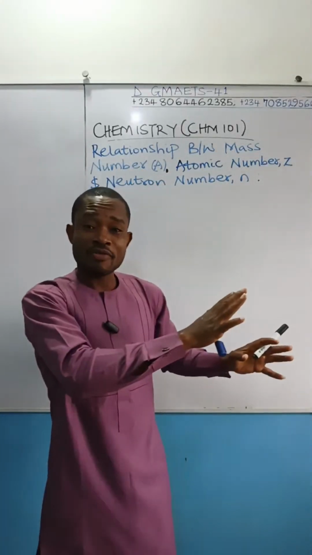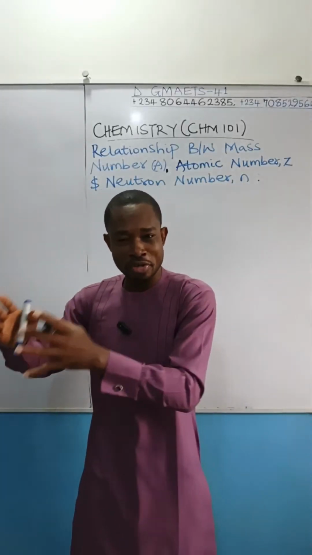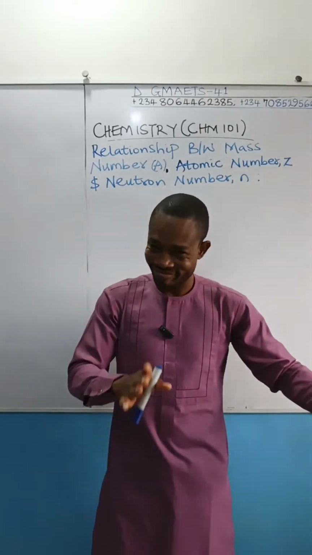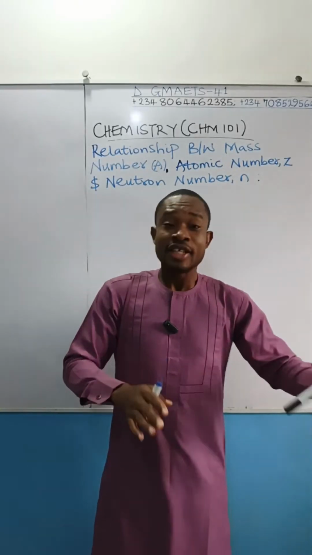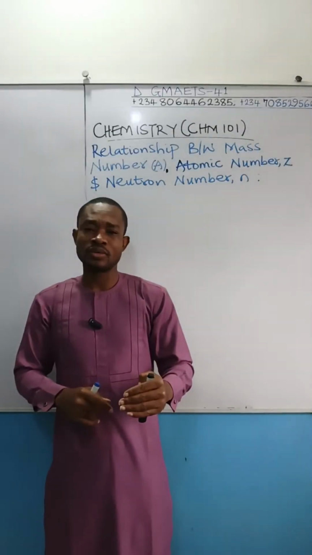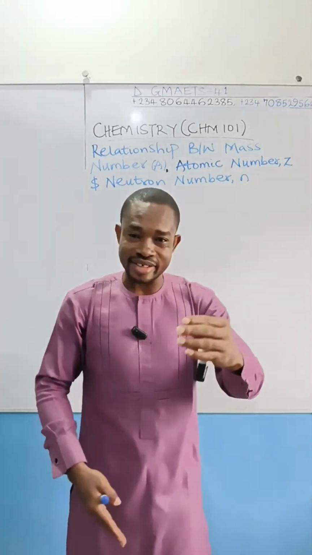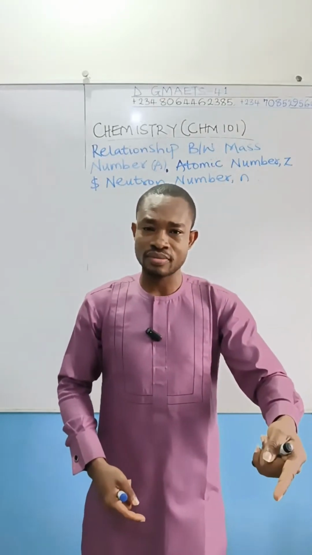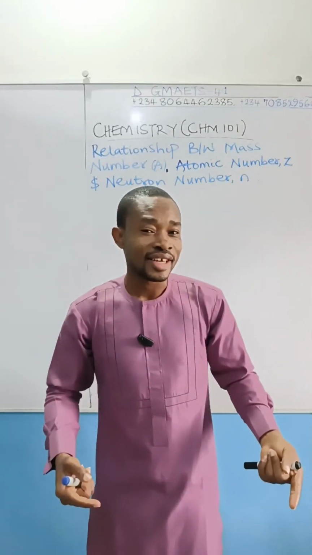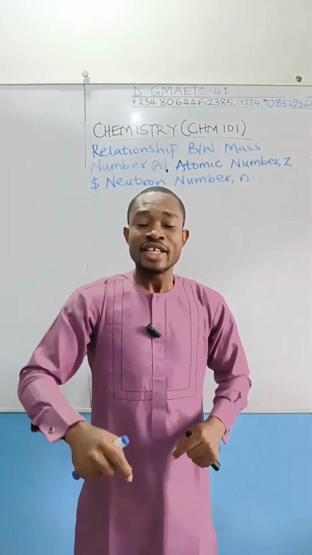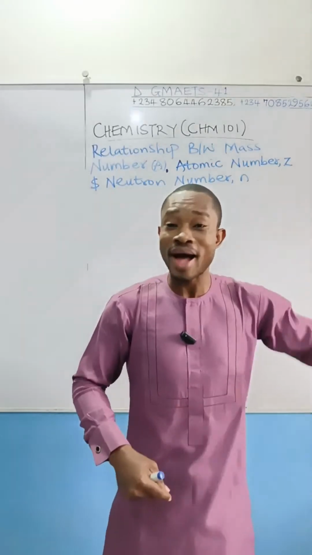So for mass number, if we want to get it, we need proton and neutron number. Simply put, proton plus neutron will give you mass number. Am I communicating? Then again, when you come down, the arrangement of these elements serially gives you the atomic number.